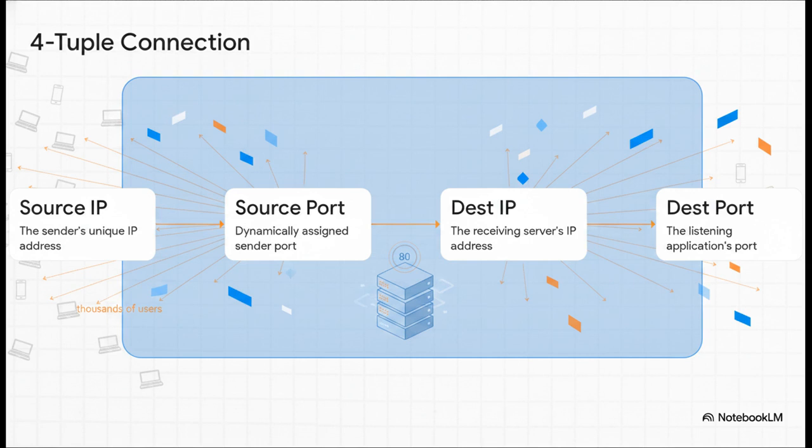It's because every single connection is defined by 4 strict variables: the source IP, the source port, the destination IP, and the destination port. Even if the destination IP and port are completely identical for everyone, the client's unique source IP and dynamically generated source port guarantee that every single data stream stays totally distinct.